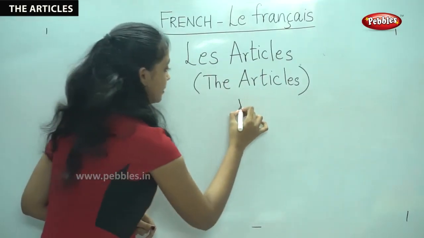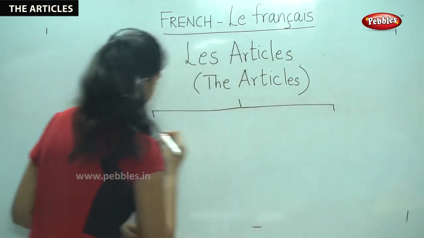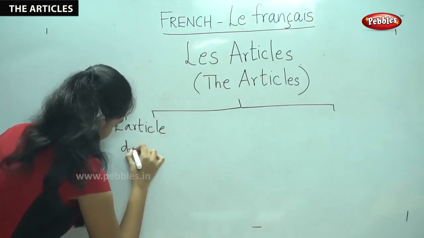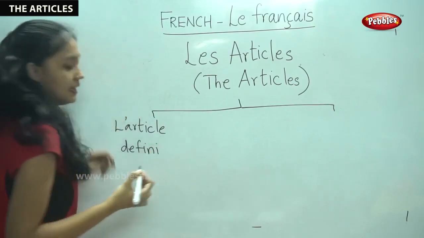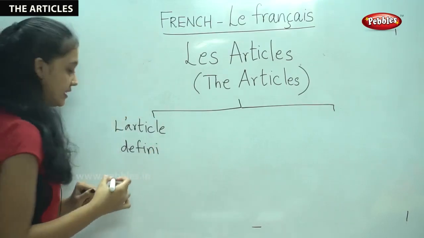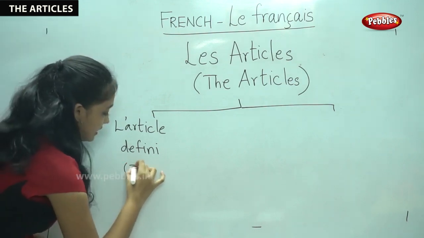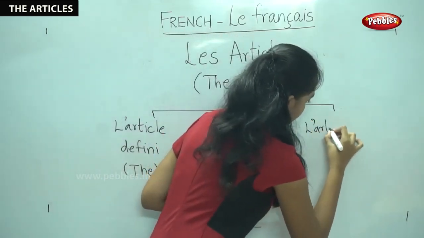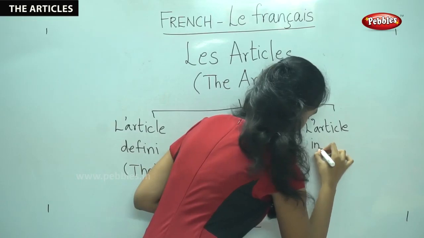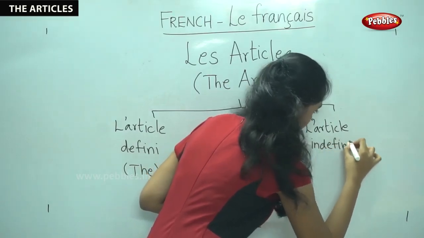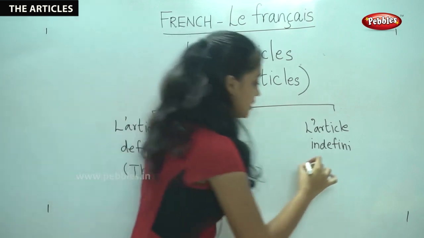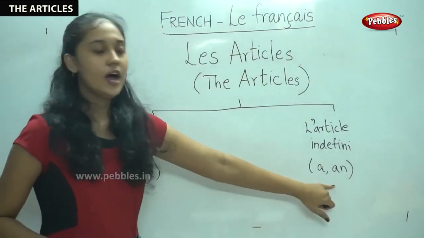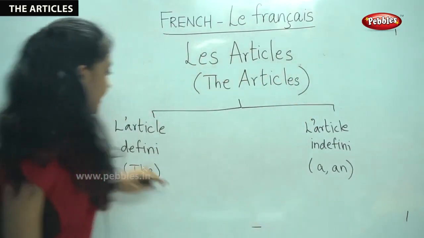The articles may be of two types. L'article défini or the definite article. In English, the definite article is the. Or l'article indéfini, which is the indefinite article. A or an.